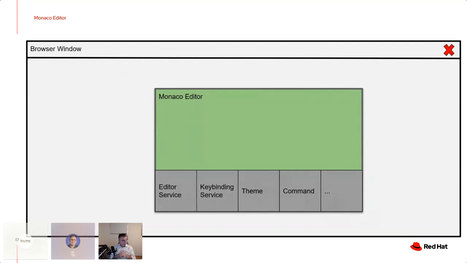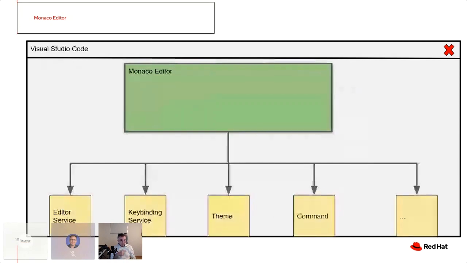The editor service is a bit of code that lets you switch between different editors and keeps track of which editors are open. But there's also things like key binding service or a theme service, et cetera, et cetera. So this is not actually what VS Code uses.